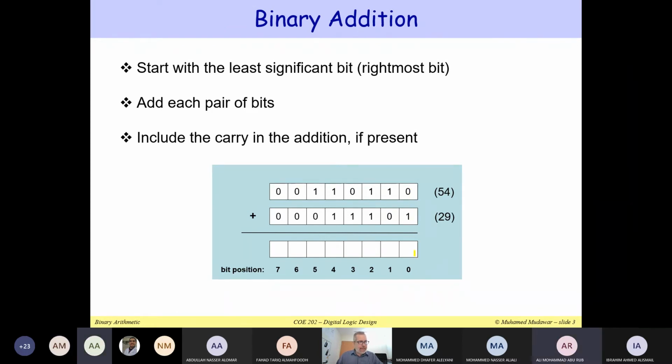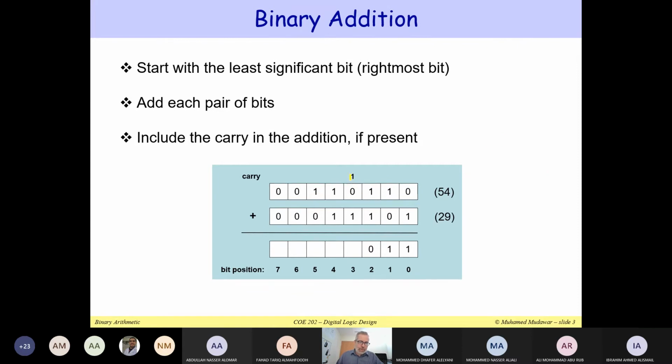And is there a carry? No. Okay, so we write 1 and there is no carry. 1 plus 0? 1, without carry. Okay, how about 1 plus 1? 0 and carry 1. Exactly. I have to put the 0 and the carry.